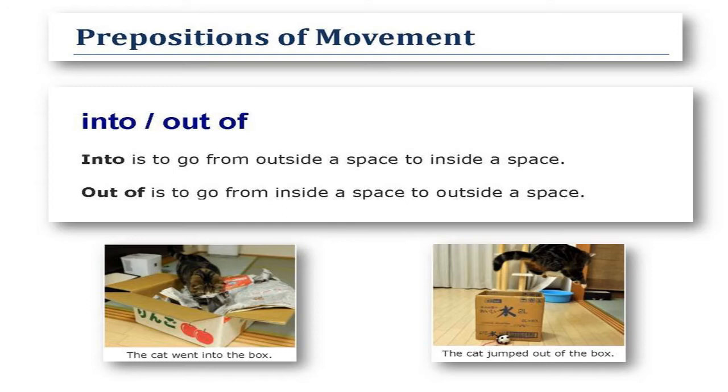Into and out of. Into is to go from outside a space to inside a space. Out of is to go from inside a space to outside a space. The cat went into the box. The cat jumped out of the box.